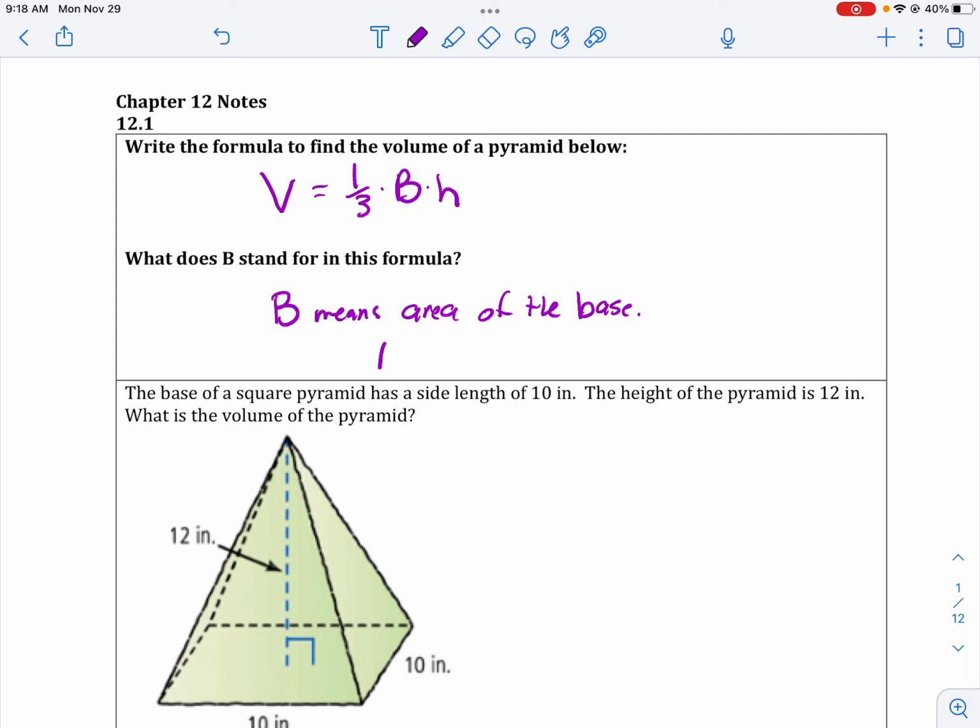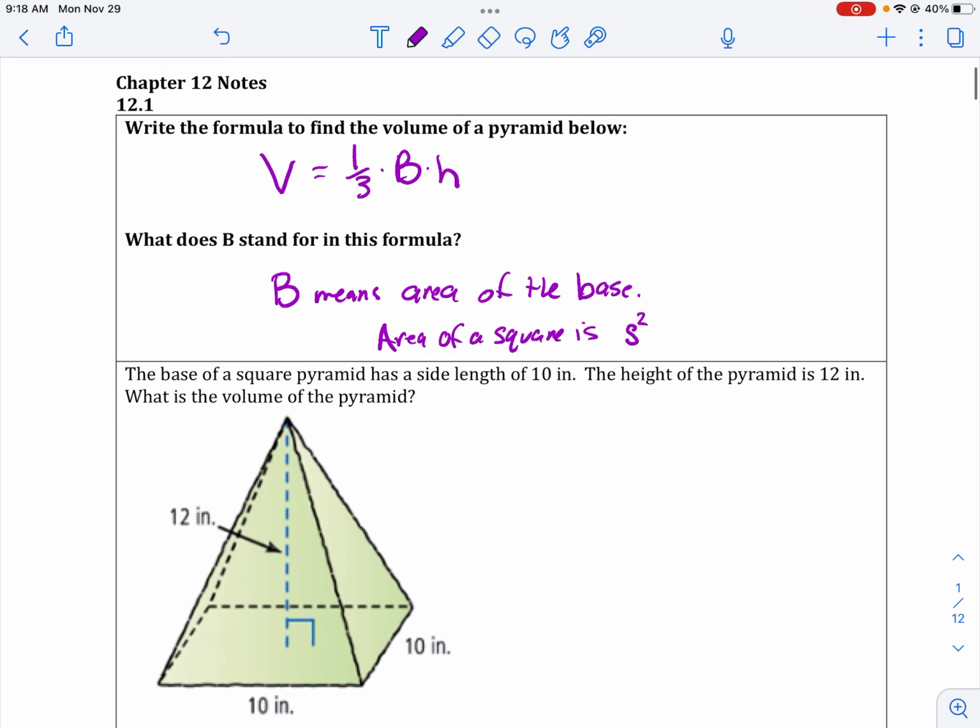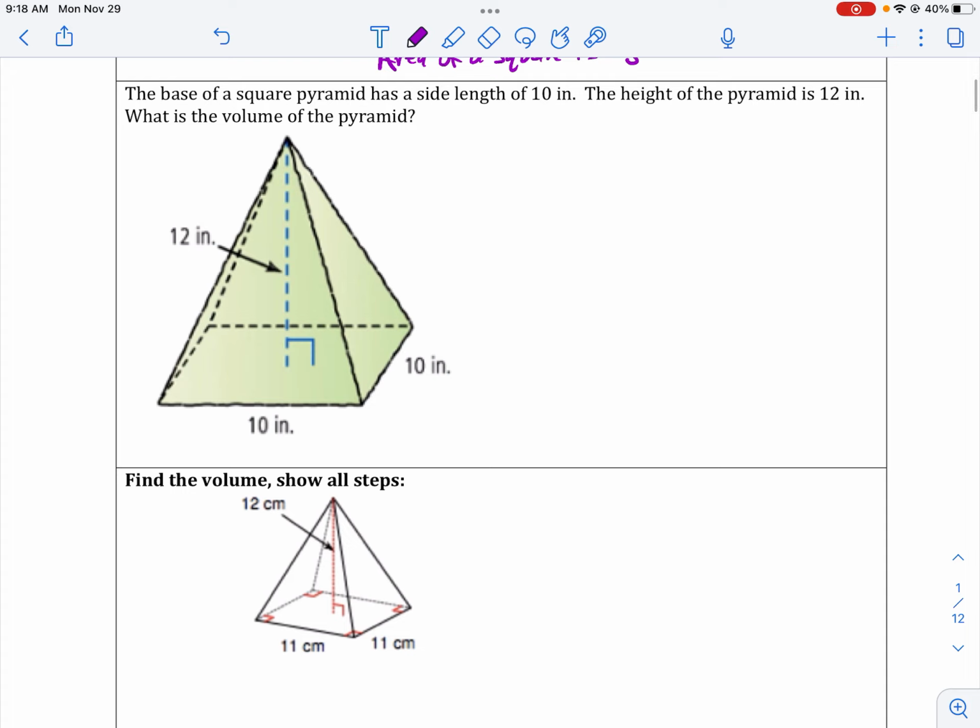So area of a square, we have gone over before, is side squared. So let's get into this first pyramid right here. Find the volume of the pyramid.